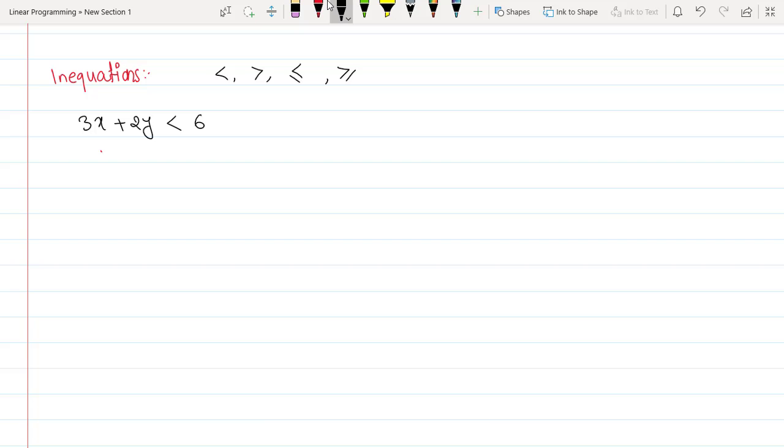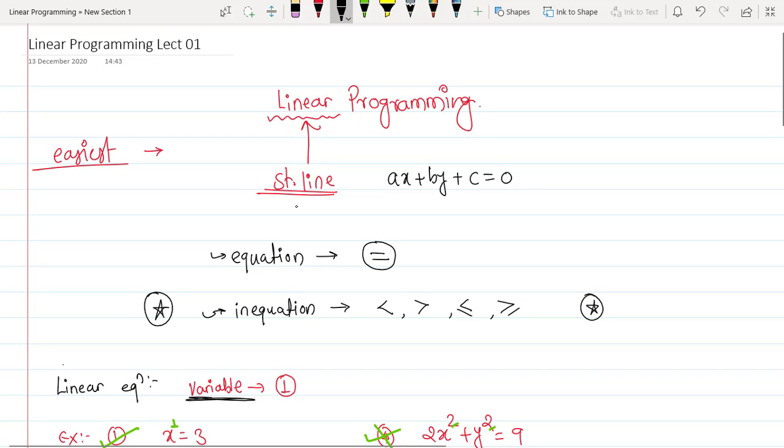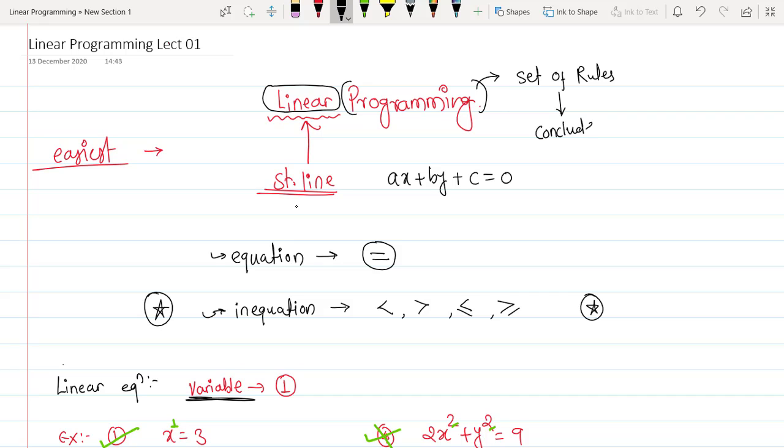Now how can we find the solution to these types of inequations? That is all about this topic. So this is what we have in this topic. Let me give the meaning now. By this time you have understood what linear is. Linear is nothing but a straight line. What do you mean by programming? Programming is nothing but having some set of rules with which we need to conclude something. What are we concluding? We are concluding the solution to the given inequations.